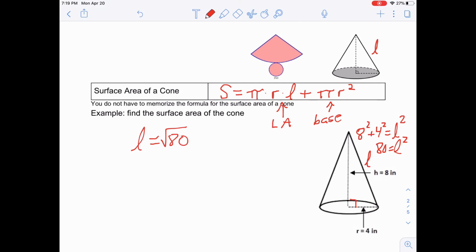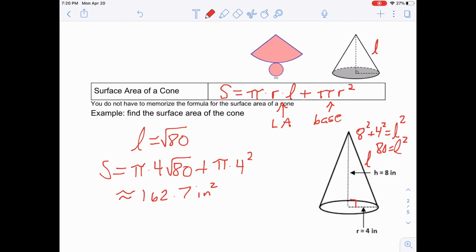And if I put that into my surface area of a cone, I get pi times r, which in this case the radius is 4, times the slant height, which is the square root of 80, plus the area of the circle base, which is pi times 4 squared. And when I multiply that out on my calculator to one decimal place, I get about 162.7 square inches.